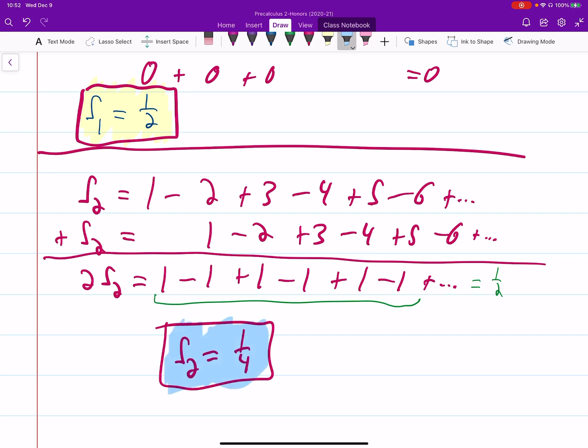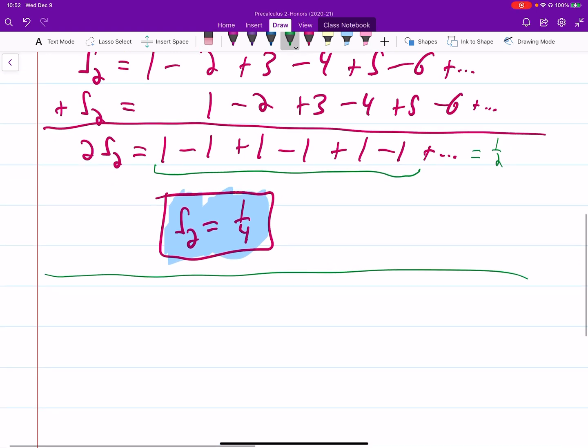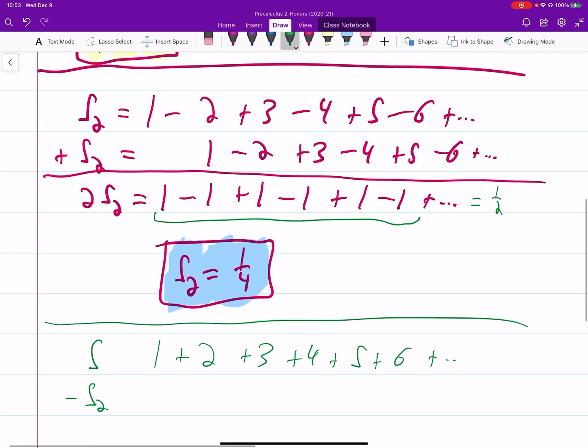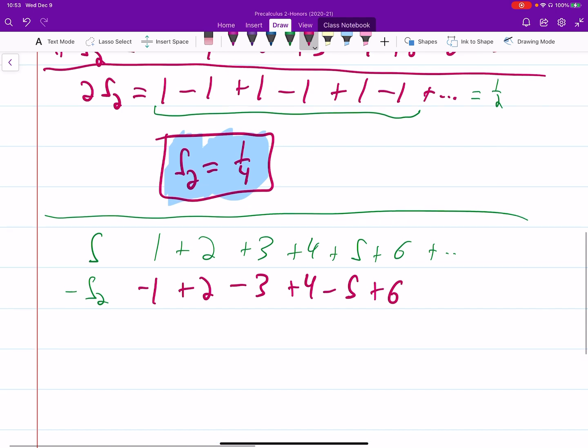The final step in this is to build our original sequence using S2. So to do that, I'm going to take S, which is 1 plus 2 plus 3 plus 4 plus 5 plus 6, and I'm going to subtract S2. And in subtracting S2, which I'm going to highlight so you can see it, means changing all the signs. So -1, +2, -3, +4, -5, +6.